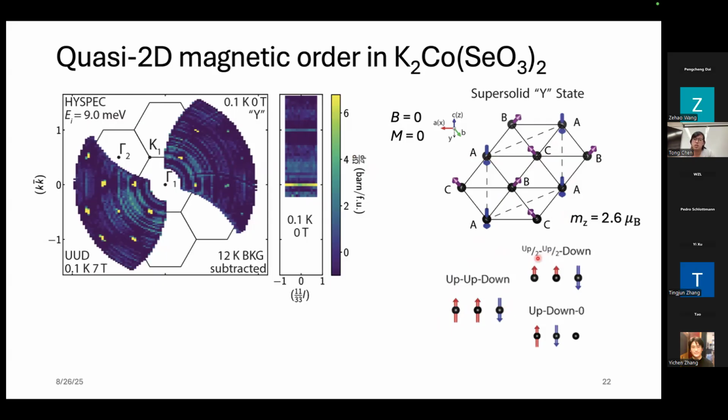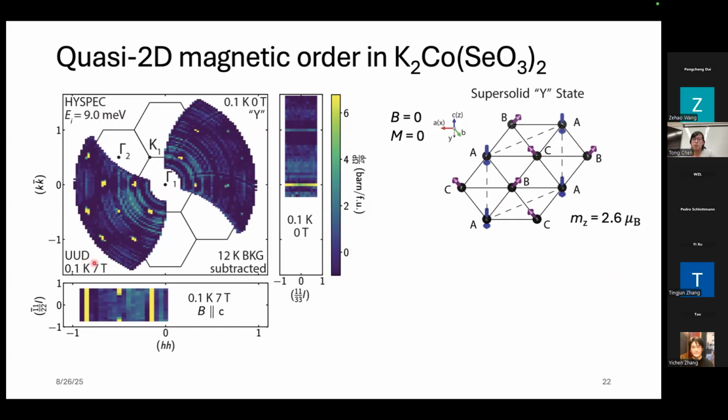So this is another time indicates that the system has a way to cancel the c-axis moment from its quantum fluctuations. So it can either form, say, up half down, which add up to 0 along c-axis, or up down 0, which also vanishes for the net magnetization in the sublattice order. So that's another thing we find very surprising. And that's the measurement in zero field.